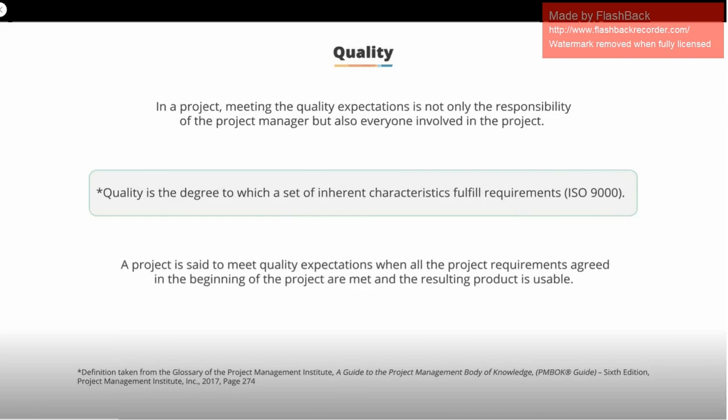A project is said to meet quality expectations when all the project requirements agreed to in the beginning of the project are met and the resulting product is usable. Usable means that the intended users can use the product without any problems. In the next screen, let's look at some quality-related terms.